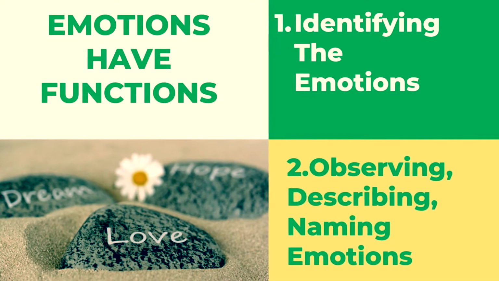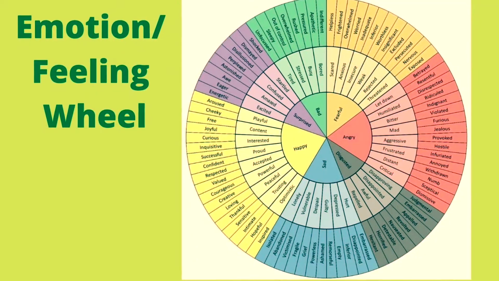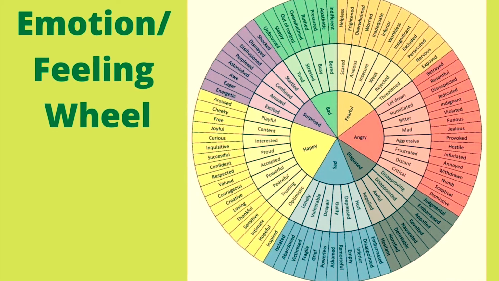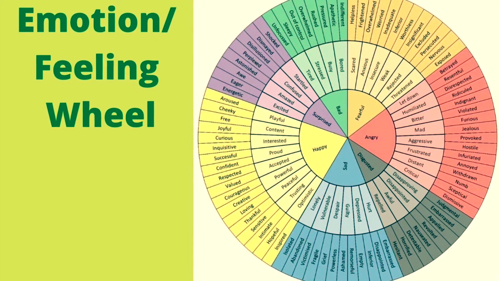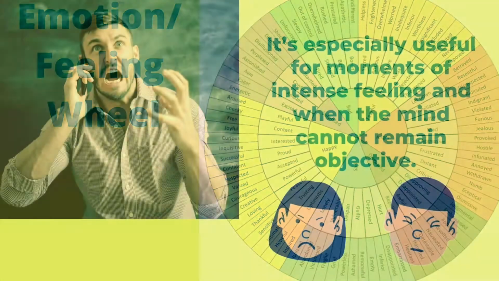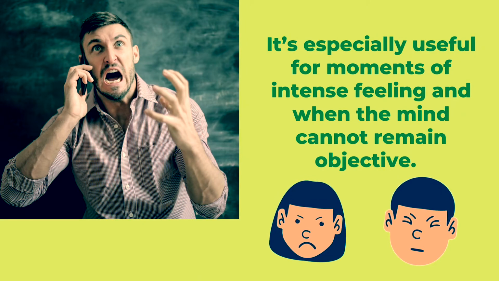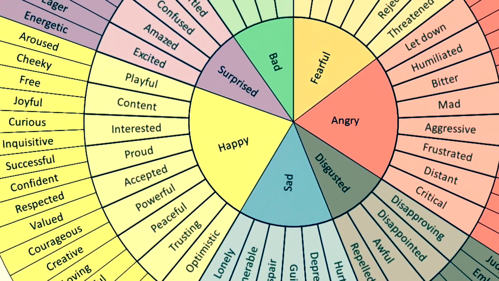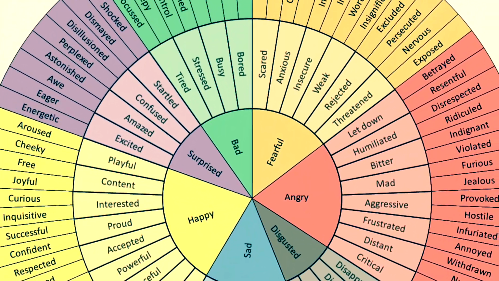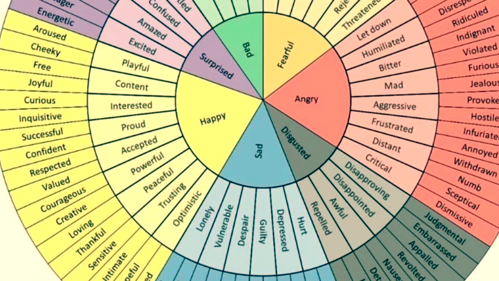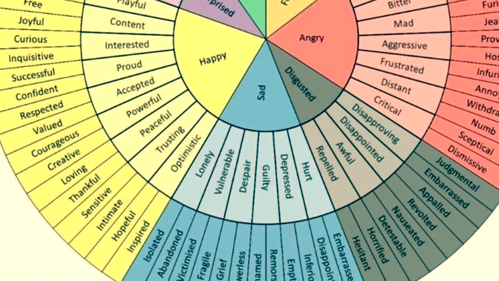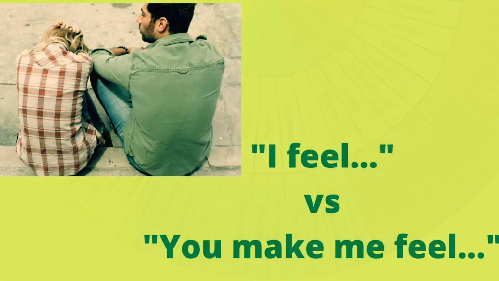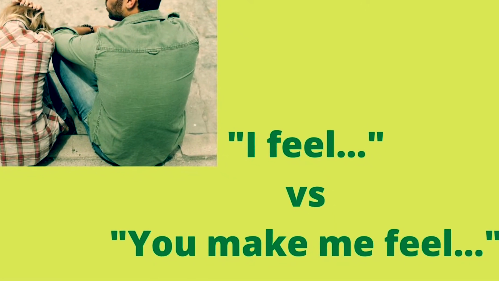Then, observing, describing, naming emotions. Putting words to our emotions often can be hard. That's why we can use the emotion wheel, which you can find anywhere online, to identify your emotions and become more self-aware and self-compassionate. It's especially useful for moments of intense feeling and when the mind cannot remain objective. As you can see in the middle of the cycle, it identifies basic emotions and then it expands to more advanced emotions, such as optimism, love, and so on. Also, it's important to remember, when you express your feelings or emotions, to say "I feel" versus "you make me feel."